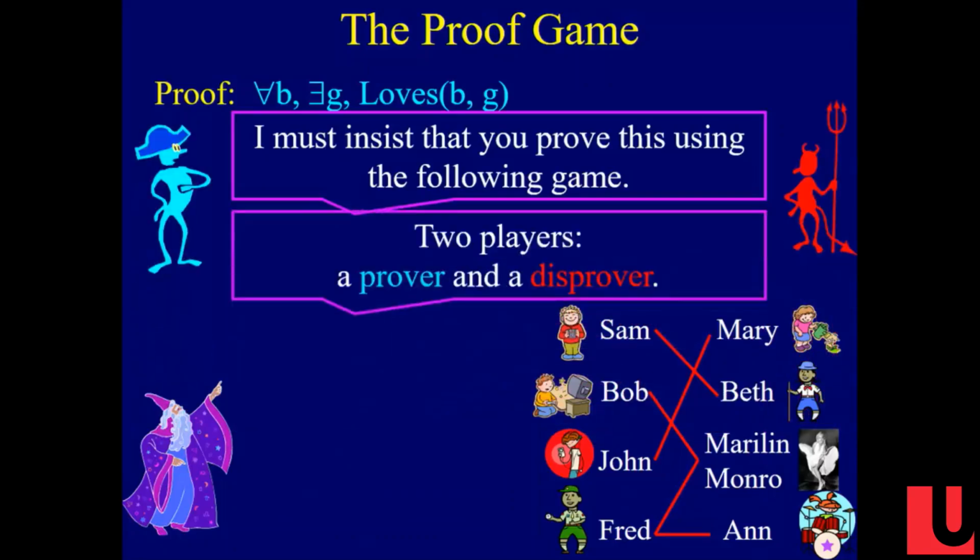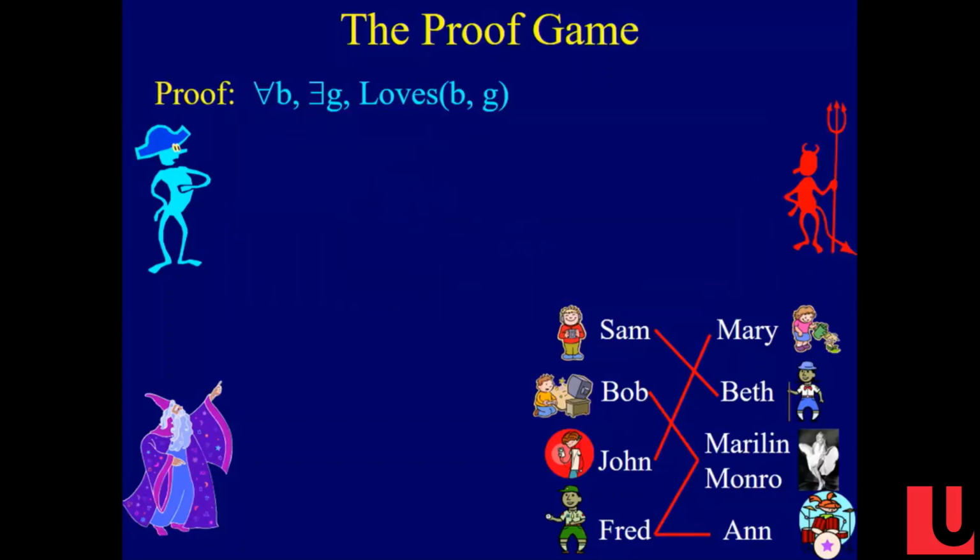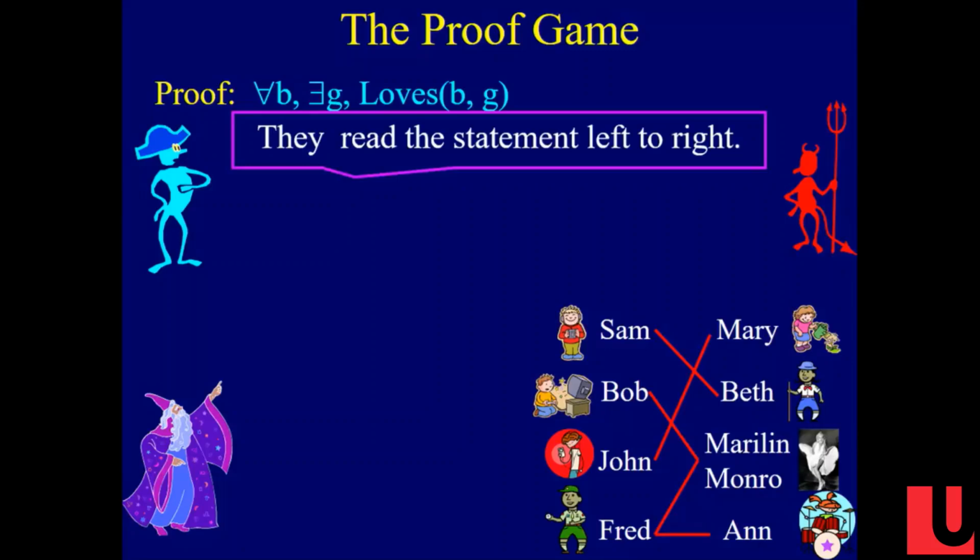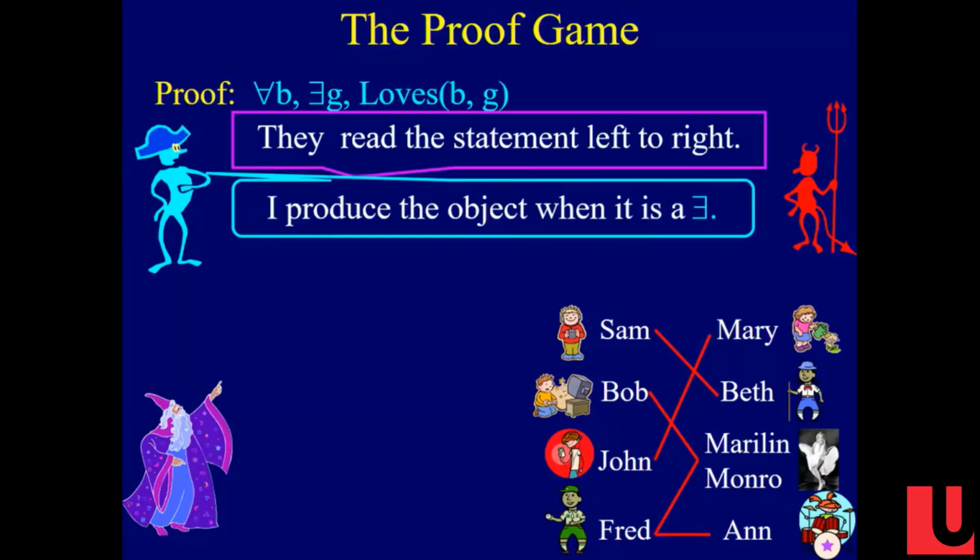The game is going to have two players, right? The guy who's trying to prove it is the blue one. The disprover is the red one, right? And we're gonna read the statement from left to right, right? Just like we have the nesting. And whenever I have to prove that there exists something, how do you prove something exists? The prover is going to produce it, construct it. It's going to be a constructive proof.